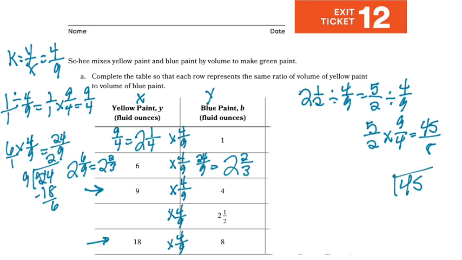So 45 divided by 8 goes 5 times, leaves you a remainder of 5. So the number I'm putting there is going to be 5 5/8.